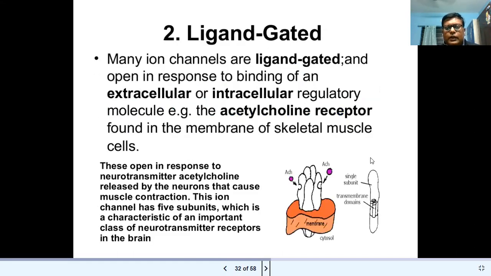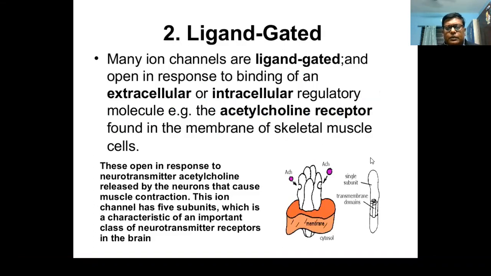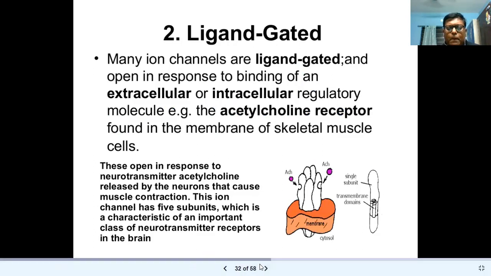Next is ligand gated. Many ion channels are ligand gated. They open in response to binding of an extracellular or intracellular regulatory molecule, like the acetylcholine receptor found in the membrane of skeletal muscle cells. These open in response to the neurotransmitter acetylcholine released by the neurons that cause muscle contraction. These ion channels have 5 subunits, which is a characteristic of an important class of neurotransmitter receptor in the brain.